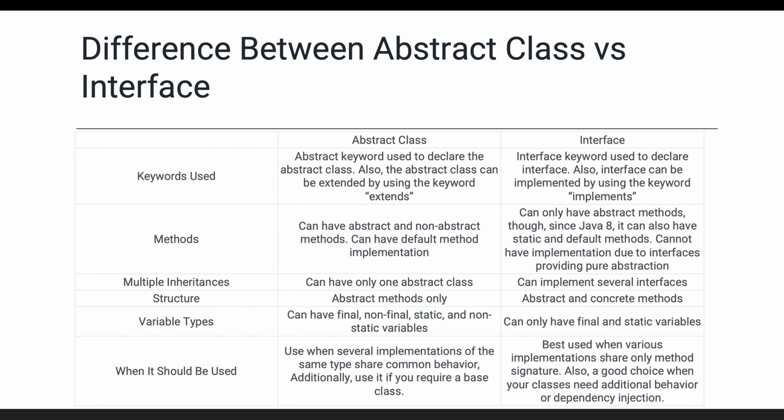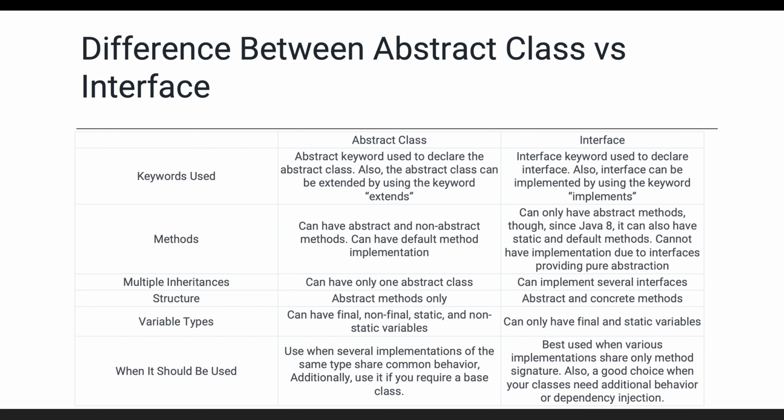Next difference in terms of the methods. Abstract class can contain the abstract method and also the non-abstract method, but in case of the interface, till Java 7, interface can contain only the abstract method, but Java 8 and Java 9 have provided some more functionality, like it can contain the static method, default method, private static method. That's what we have seen in the note section that we will be discussing in the Java 8 session.